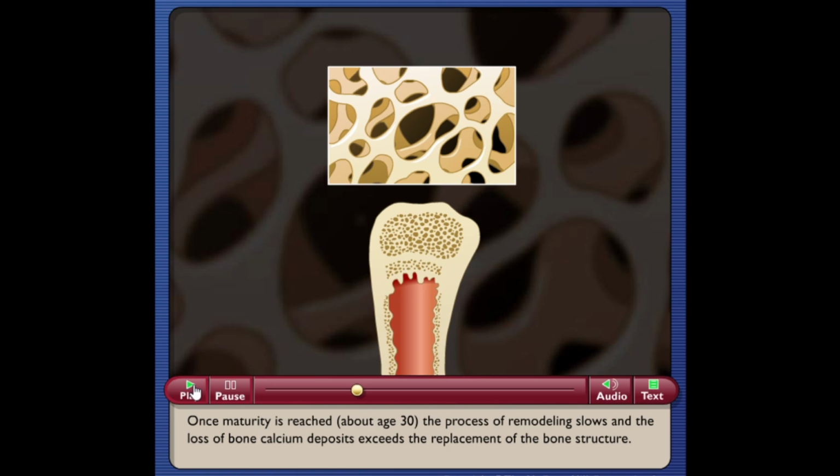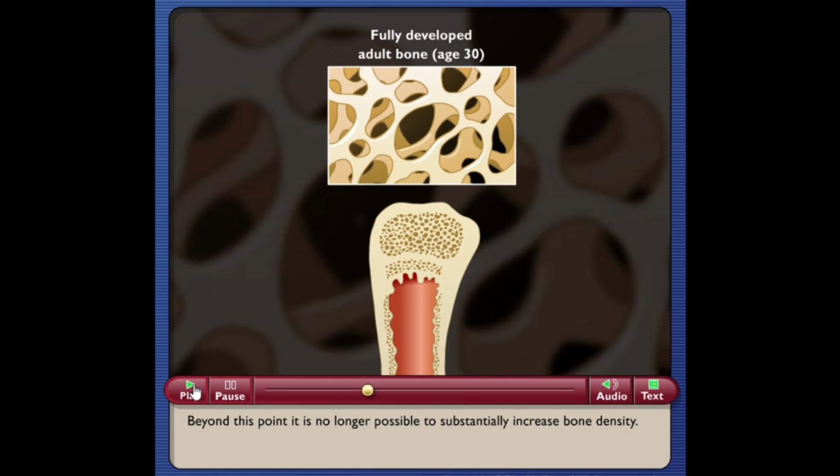Once maturity is reached, about age 30, the process of remodeling slows, and the loss of bone calcium deposits exceeds the replacement of the bone structure. Beyond this point, it is no longer possible to substantially increase bone density.